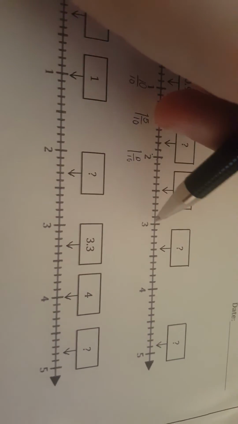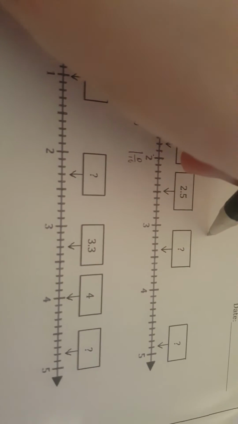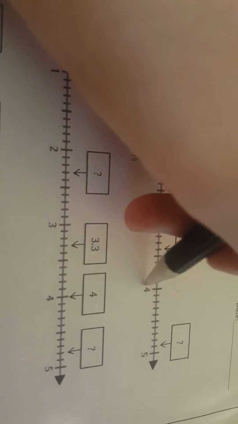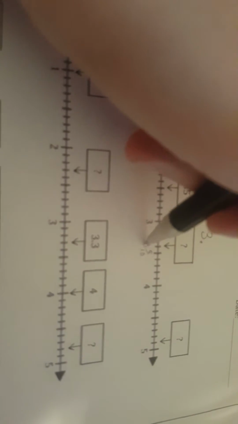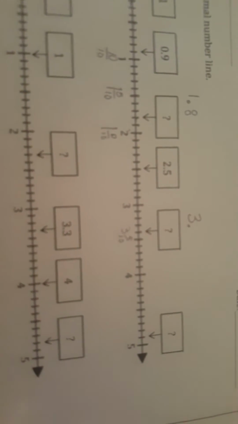So 2.5, 3 wholes. So this one here is going to start with a 3 because it's in between 3 and 4. And it looks like if my middle is 5 tenths, 3 and 5 tenths, it's one spot in front of the 5 tenths. So it'll be 3 and 4 tenths.